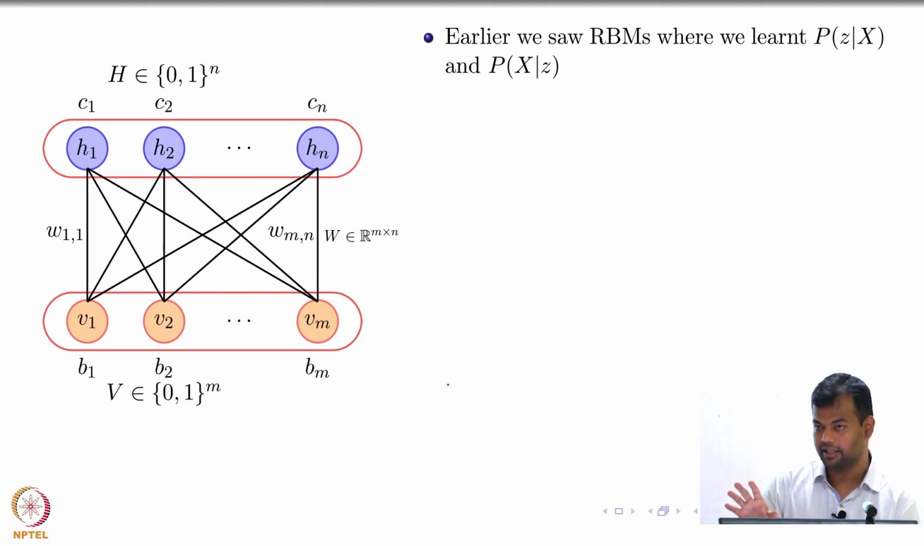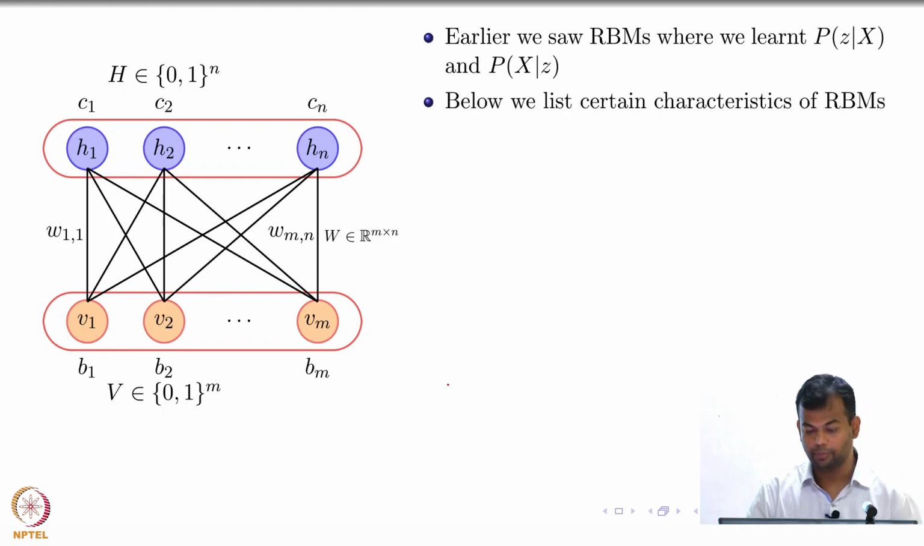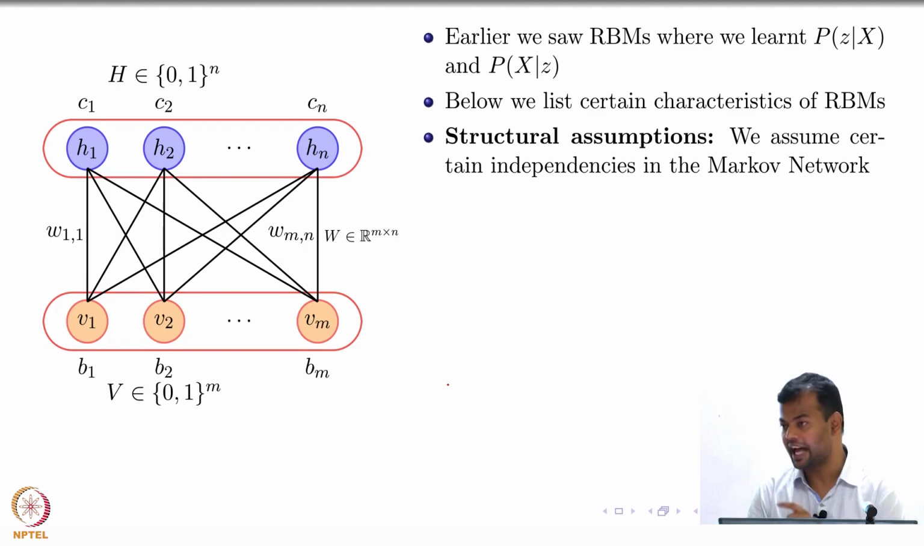So I'll not call them limitations, I'll just highlight some characteristics of RBMs, and then later on we'll try to compare them to variational autoencoders, which I'll probably do in the last lecture once I finish all the deep generative models that I want to cover. So here are the characteristics, right?